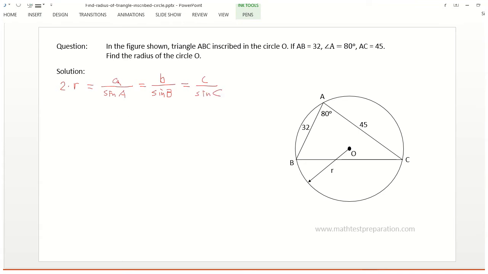in which a is the side opposite the angle A. So the angle A opposite BC is a. So a equals to BC, which is unknown. b is opposite the angle B. So angle B opposite this b equals to AC, equals to 45. c is opposite the angle C. So c equals to 32.